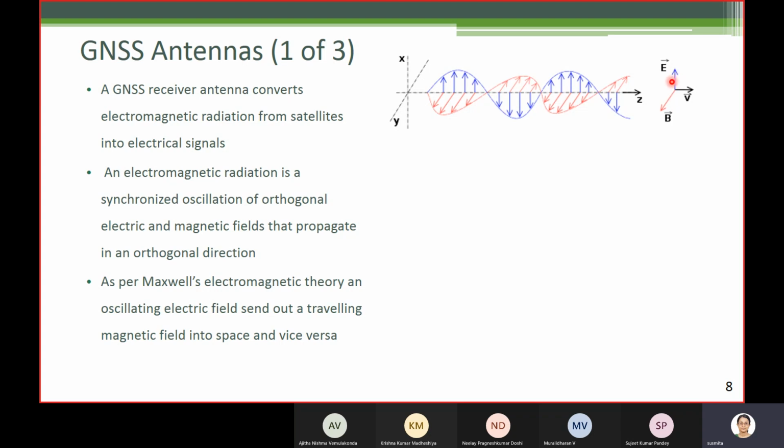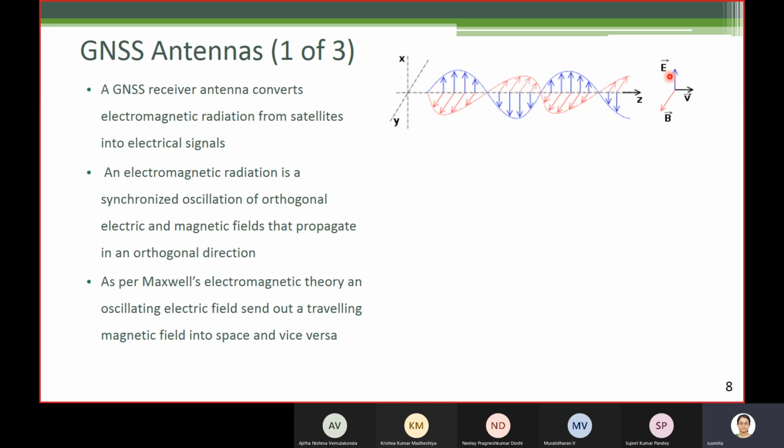Similarly, the magnetic field, because it has to be orthogonal. So if the electric field orientation is fixed, magnetic field orientation also has to be fixed. So if the orientation of the electric field is fixed in space, it is called linear polarization. Now, if it is vertical as seen by the receiver, then that polarization is called vertical polarization. If the electric field is horizontal with respect to the receiver, it is called horizontal polarization.